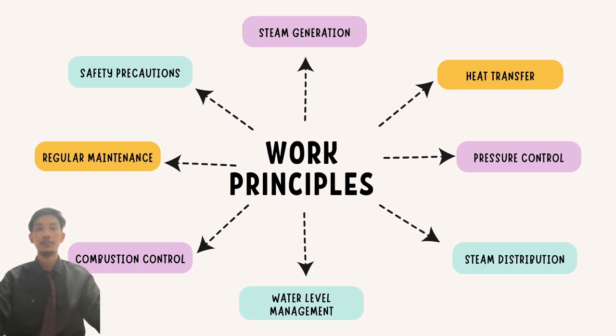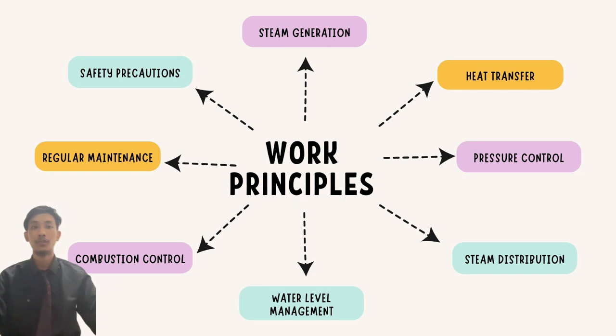The next one is pressure control. The pressure inside the boiler is precisely controlled to ensure safe and efficient operation. The next one is steam distribution. Once enough steam pressure has been achieved, it is routed through pipes to the locomotive cylinder. The next one is water level management. It is critical to maintain the correct water level inside the boiler.